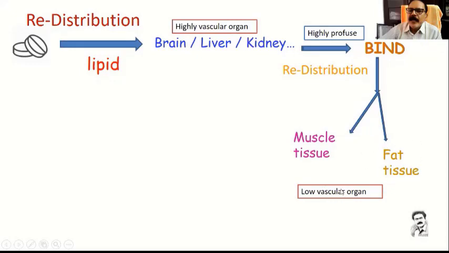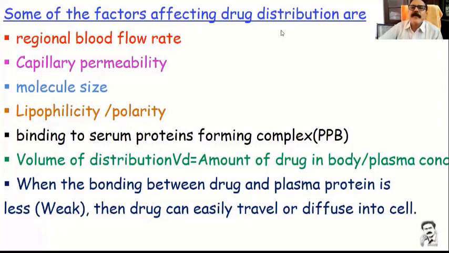There they will act. So initially, when you take the drug, if it is lipid soluble, the blood will react and it will have binding. It will go to the brain, liver or kidney. From there it will be redistributed to parts with less blood flow, like muscle tissue or fat tissue. This is distribution. Some of the factors affecting drug distribution are regional blood flow.